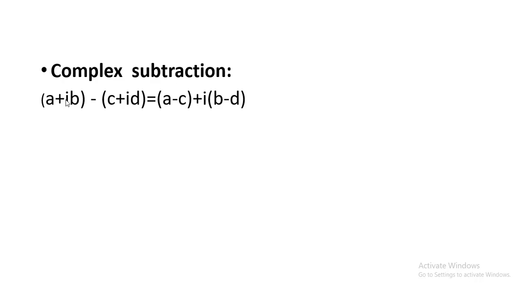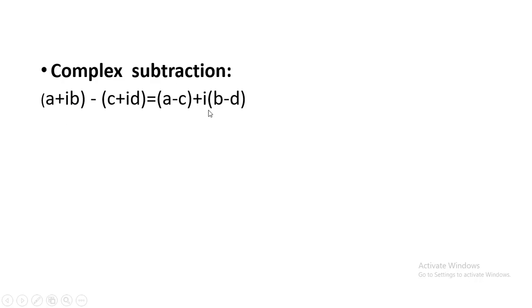Like in addition, let's say this is my first number, a plus iota b, and this is the second number, c plus iota d. It doesn't matter if you write it as b iota or iota b, it's the same. What I'm going to do when following subtraction is subtract real from real and imaginary from imaginary.